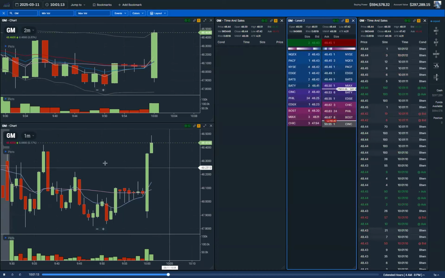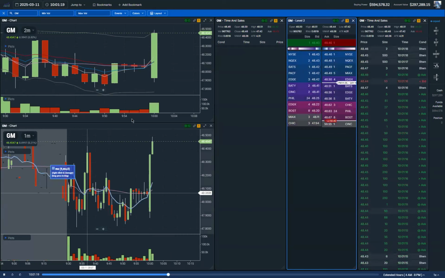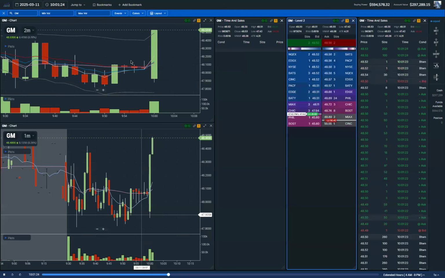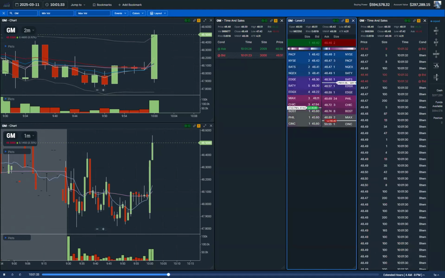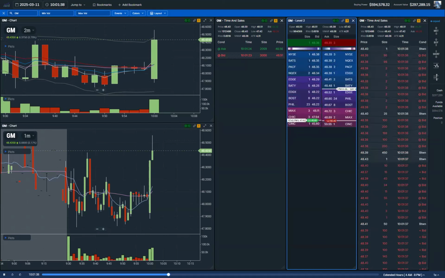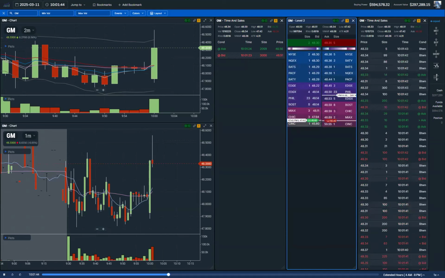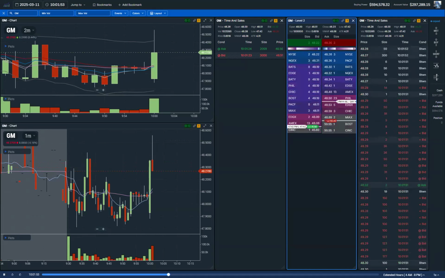So here's the algos getting caught offsides on keywords. Yeah, that's no bueno. That's high-of-day stuff.